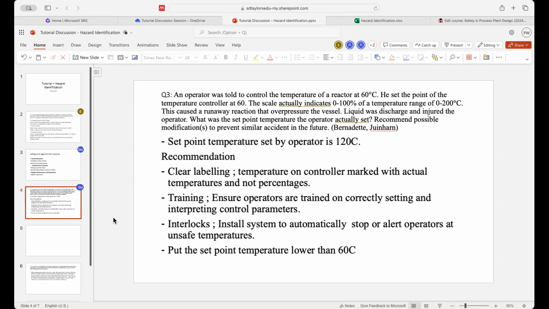And then second will be training, to ensure the operators are trained on setting and determining the control parameters accurately, so that they know what they are setting at. And then third one will be an interlock system. Can install the system to automatically stop or alert operators at any unsafe temperature, maybe above a certain temperature. And lastly, maybe lower the set point temperature lower than the 60 degrees Celsius to prevent any accidents.